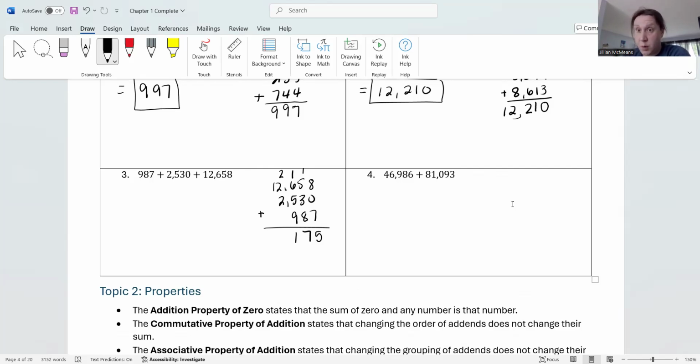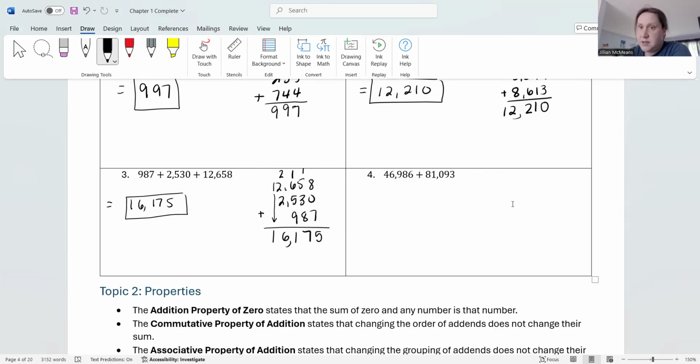So 2 plus 2 is 4. Plus the 2 that we carried is 6. And then this one right here, there's nothing to add it to. So I just drop it down. Okay. And then I go back every 3 digits and I throw in a comma. Okay. So the sum of 987 plus 2,530 plus 12,658 is 16,175. All right. And then finally for part 4, we have 46,986 plus 81,093.